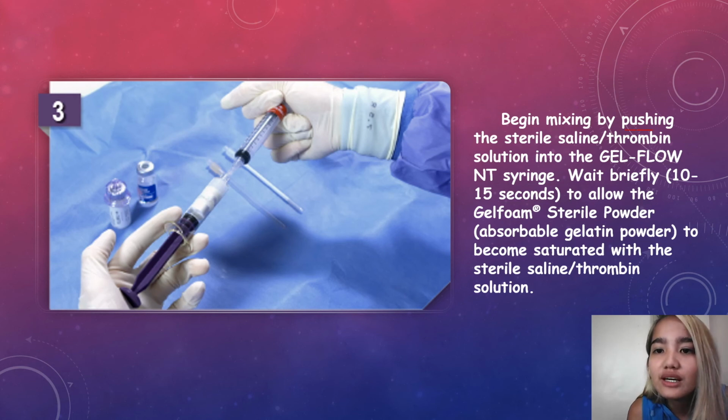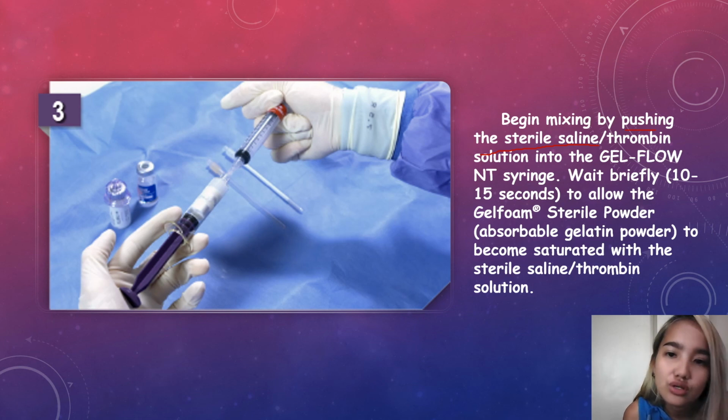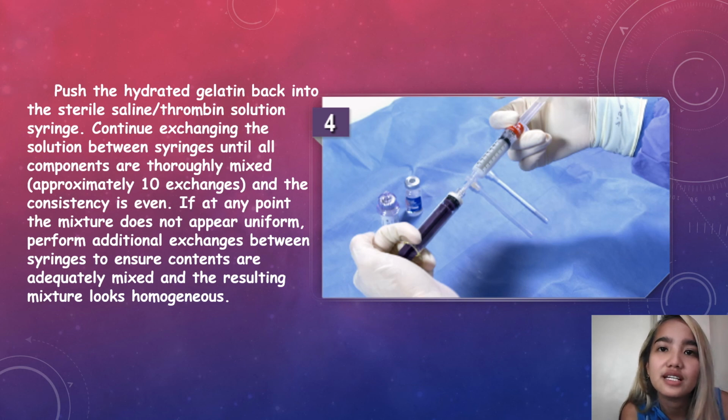For the next step, begin mixing by pushing the sterile saline or thrombin solution into the Gel Flow syringe. Then wait briefly for about 10 to 15 seconds to allow the gel foam sterile powder to become saturated with the sterile saline or thrombin solution. So you push. Then again push the hydrated gelatin back into the sterile saline or thrombin solution syringe and continue exchanging the solution between syringes until all components are thoroughly mixed, approximately 10 exchanges, and the consistency is even. But if at any point the mixture does not appear uniform, perform additional exchanges between syringes to ensure contents are adequately mixed and the resulting mixture looks homogeneous.